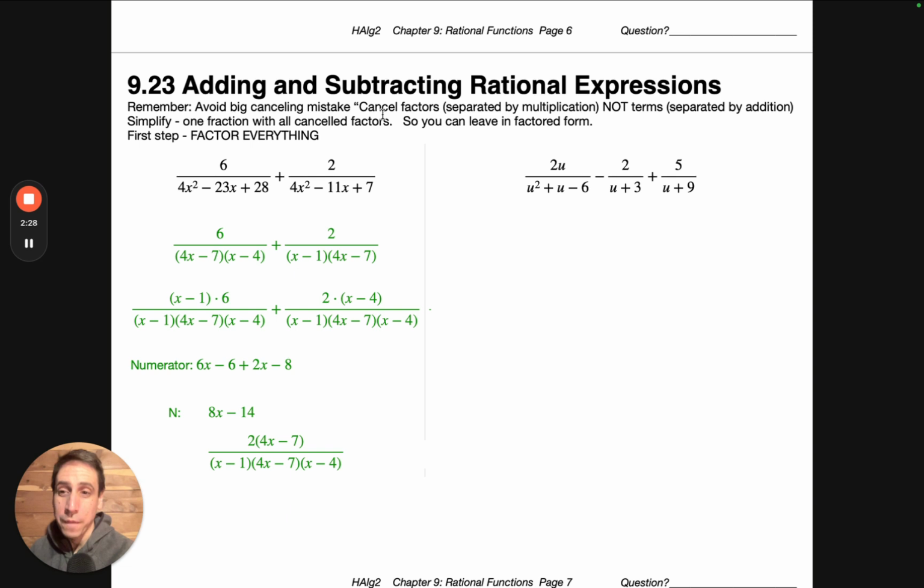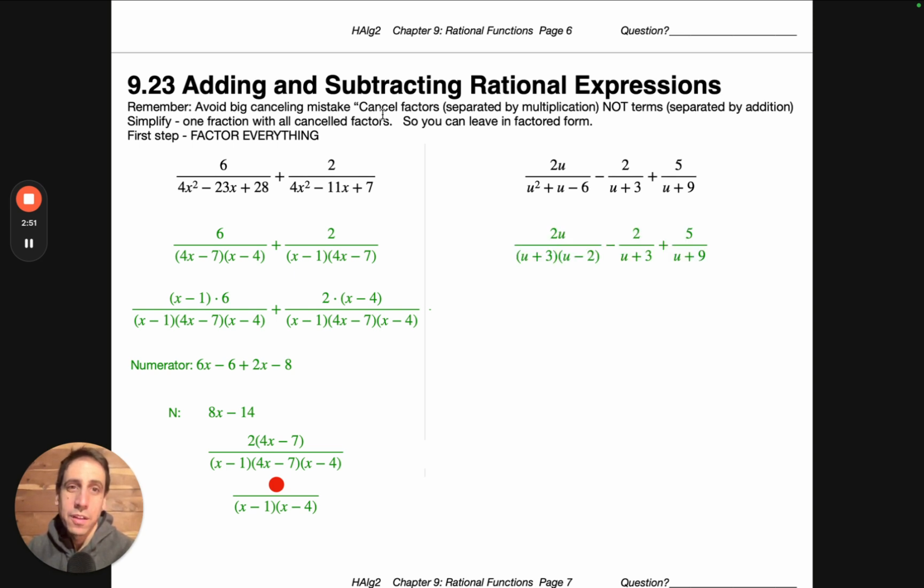But wait, hold the phone. 4x minus 7 occurs in both the numerator and the denominator. This is in factored form. We're going to cancel out the factors that are in both the numerator and the denominator. And so then you can see the only thing left in the denominator is x minus 1 times x minus 4, and I want you to figure out what's in the numerator. What one number is left in the numerator?